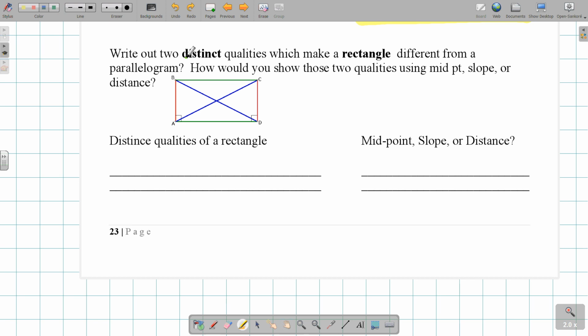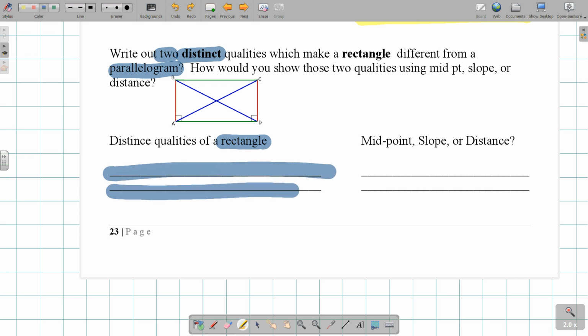Second question, ask yourself, what makes a rectangle distinct? Two distinct qualities, different from a parallelogram. In other words, what makes a rectangle a rectangle? Uniquely different than just a parallelogram. All rectangles are parallelograms, but not all parallelograms are rectangles. What makes a rectangle unique? I'd like you to write those two qualities here, and then ask yourself, if you were going to prove that those qualities don't exist, did you use midpoint, slope, or distance for this quality? Those you hunt down yourself using the quad family tree.